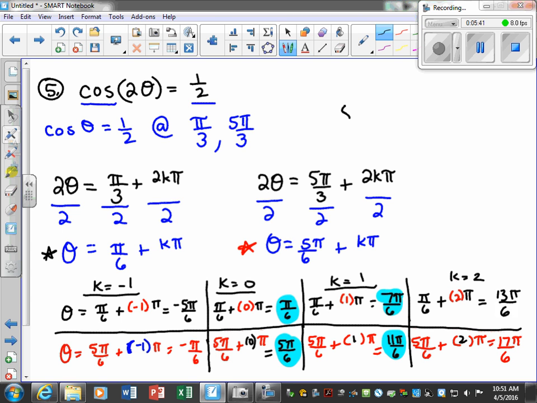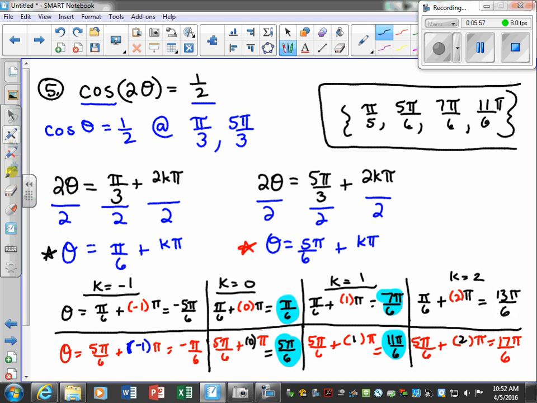So our solutions, we would list them as pi over 6, 5 pi over 6, and if we put them in order, not that you have to, 7 pi over 6 and 11 pi over 6. So all of these values for theta will satisfy this equation.